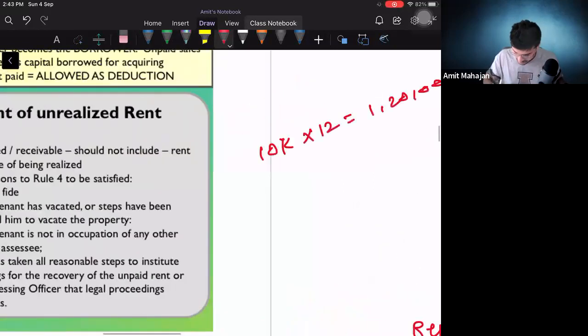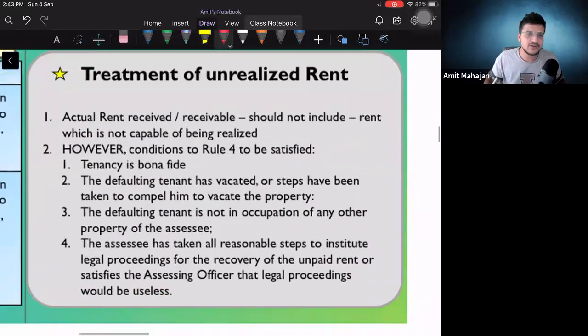Perfect. Great. Okay. अभी देखते हैं. Actual rent received or receivable should not include rent which is not capable of being realized. Of course, जितना realized नहीं हुआ, we are not considering that an actual rent. However, conditions to rule number 4 to be satisfied. In many of the questions, you will see rule number 4 is satisfied.